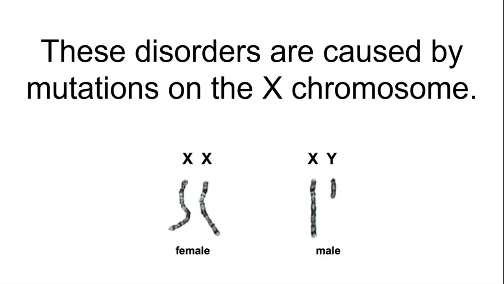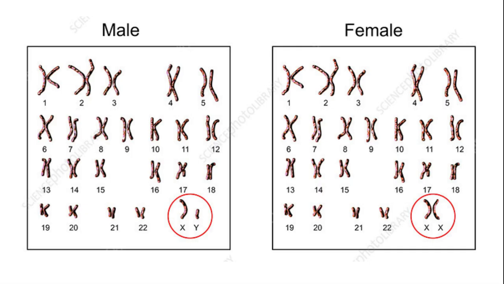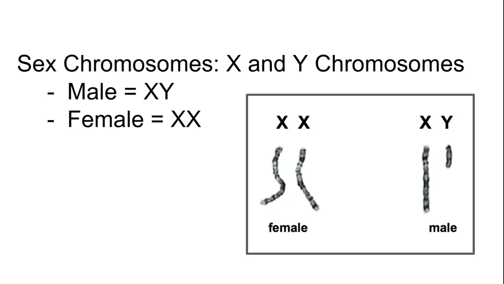The answer is these disorders are caused by mutations on the X chromosome. You'll notice females have two X chromosomes. Males have one X and they have a Y. So if you look at a karyotype of all of the chromosomes, male X and Y, female X and X, these are part of their 46 chromosomes. So sex chromosomes, X and Y chromosomes, male XY, female XX.